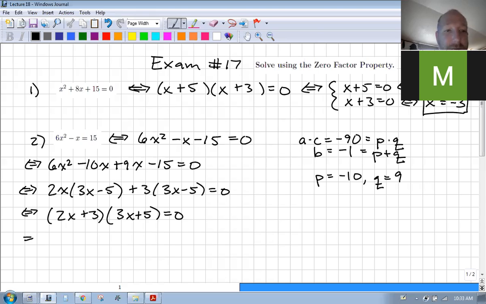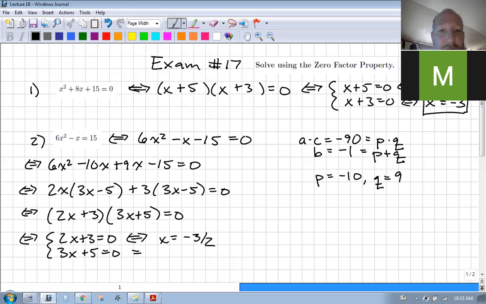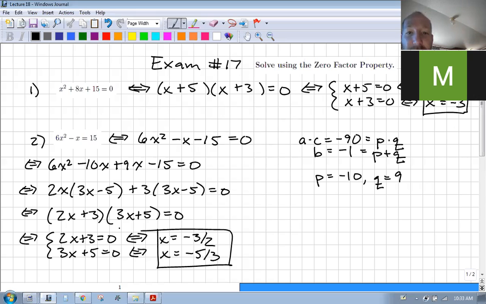So now it's factored, we use our zero factor property. Set each factor equal to 0. This one says x is negative 3/2. This one says x is negative 5/3. There's our two answers. All right, any questions?